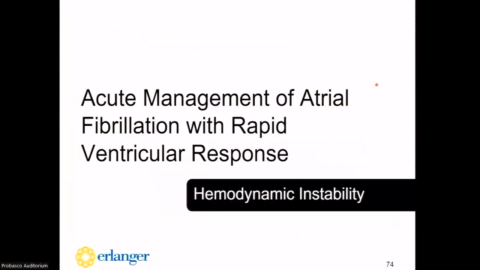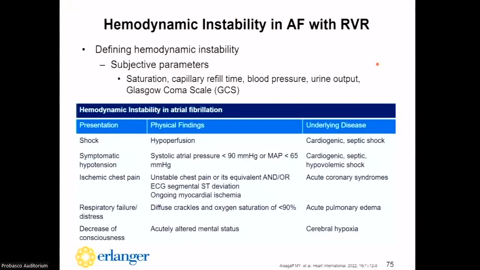And then our final section, looking at acute management of atrial fibrillation with rapid ventricular response, focusing in on that group that is hemodynamically unstable. We're going to start by highlighting how we define hemodynamic instability in this population. So there are subjective parameters that you can use, such as capillary refill time, blood pressure, urine output, or GCS. And then you're also going to be looking for specific presentations that may push you more in the direction of using a direct current cardioversion as opposed to pharmacological therapy.